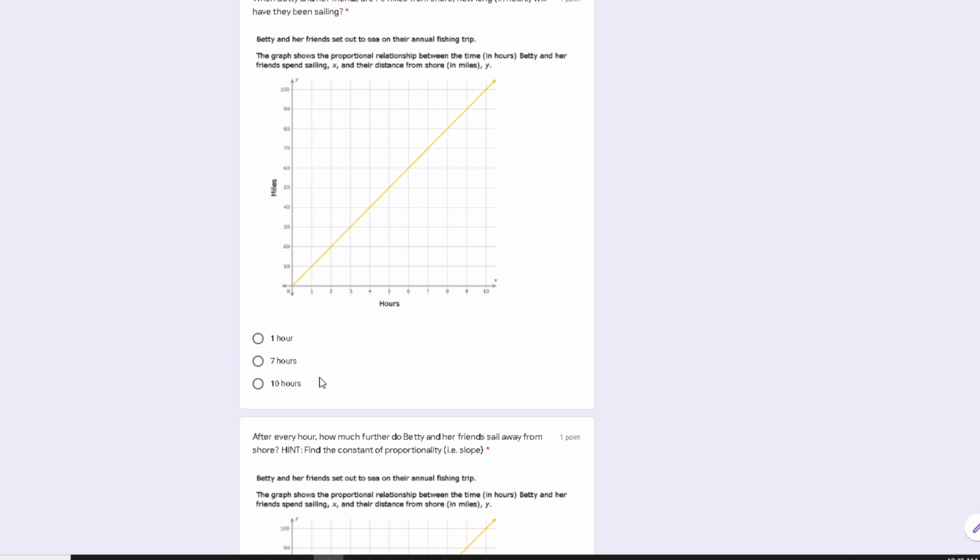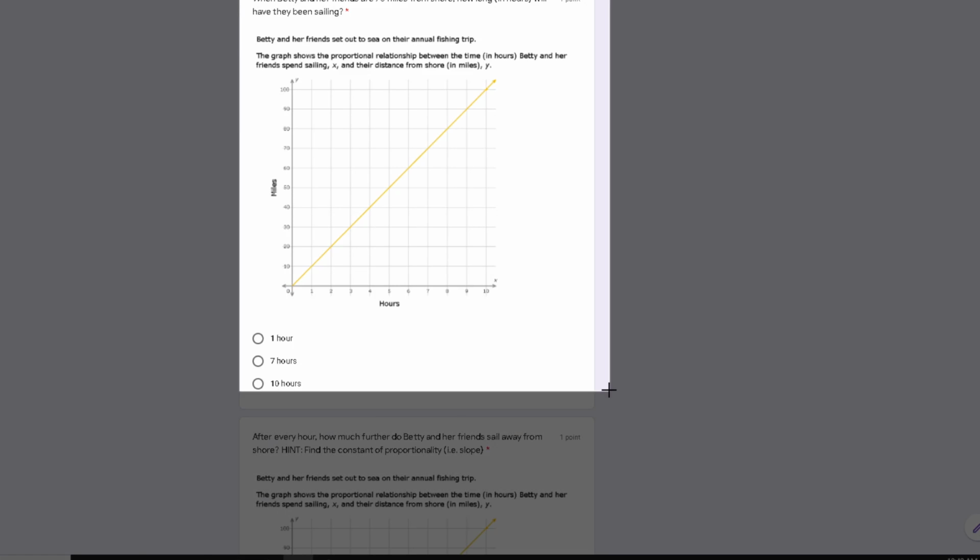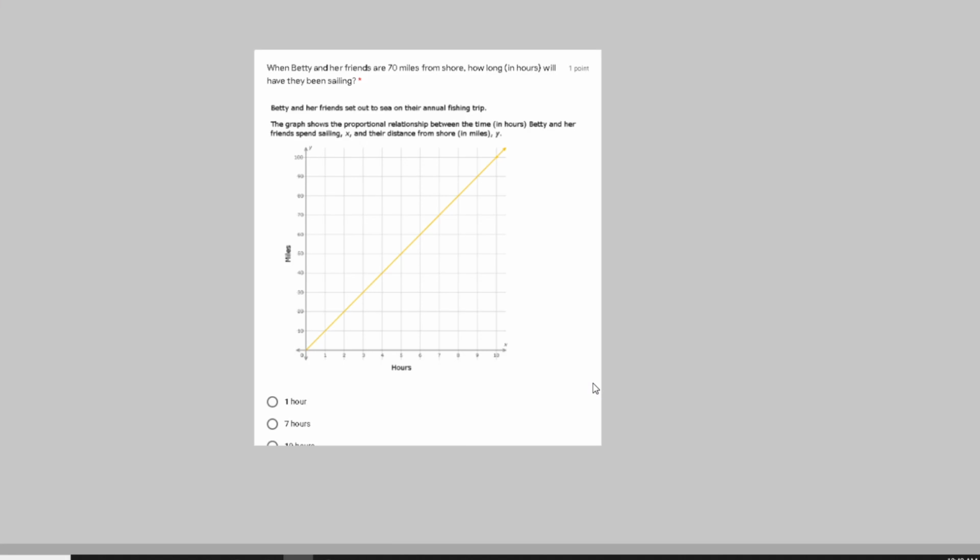All right. So let's take a look at this question. When Betty and her friends are 70 miles from shore, how long in hours will they have been sailing? Okay, so Betty and her friends set out to sea on their annual fishing trip. The graph shows the proportional relationship between the time in hours that Betty and her friends spend sailing. We're calling that x. And we're calling the distance from shore in miles, we're calling that y. So when we're 70 miles from shore, Betty and her friends are 70 miles from shore.